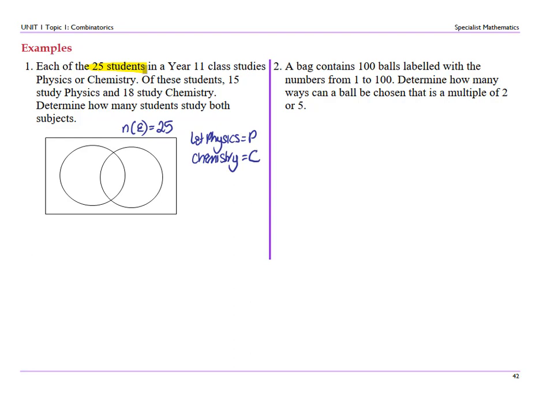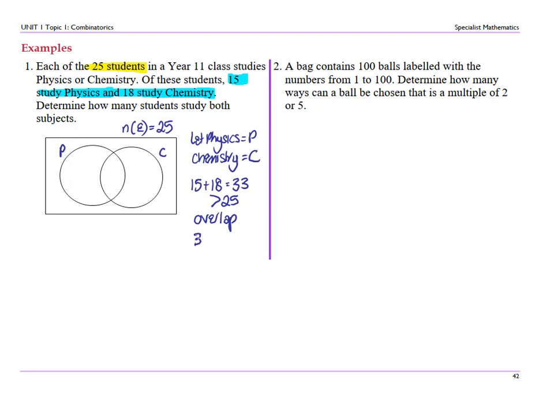Now it also says physics or chemistry, so we've got P, we've got C. Now of these students, 15 students study physics and 18 study chemistry. Now 15 plus 18 equals 33. That's greater than 25. So there's overlap.